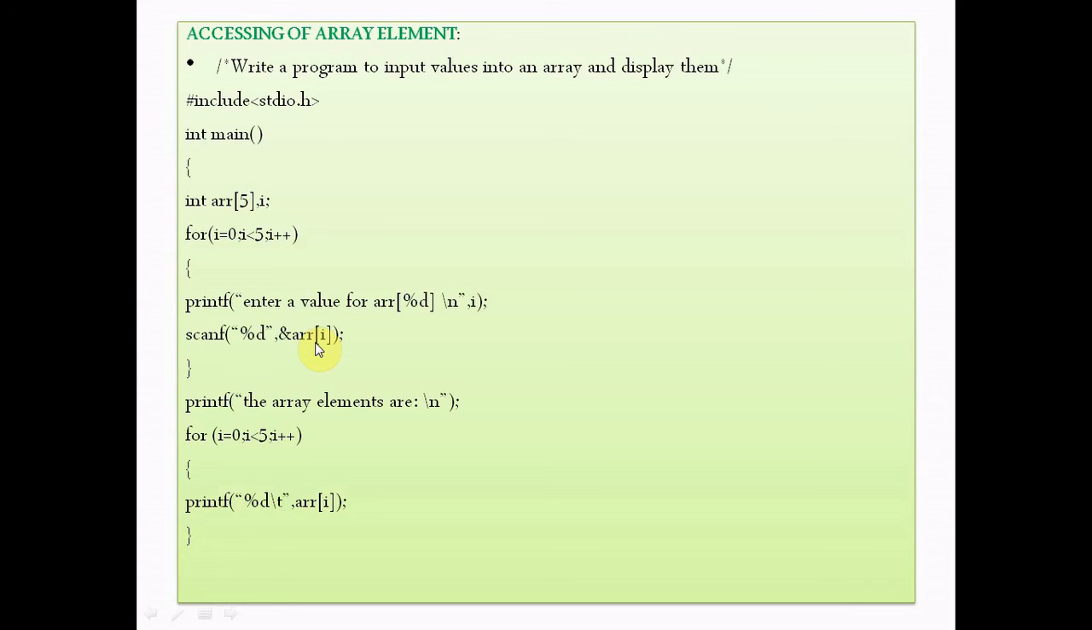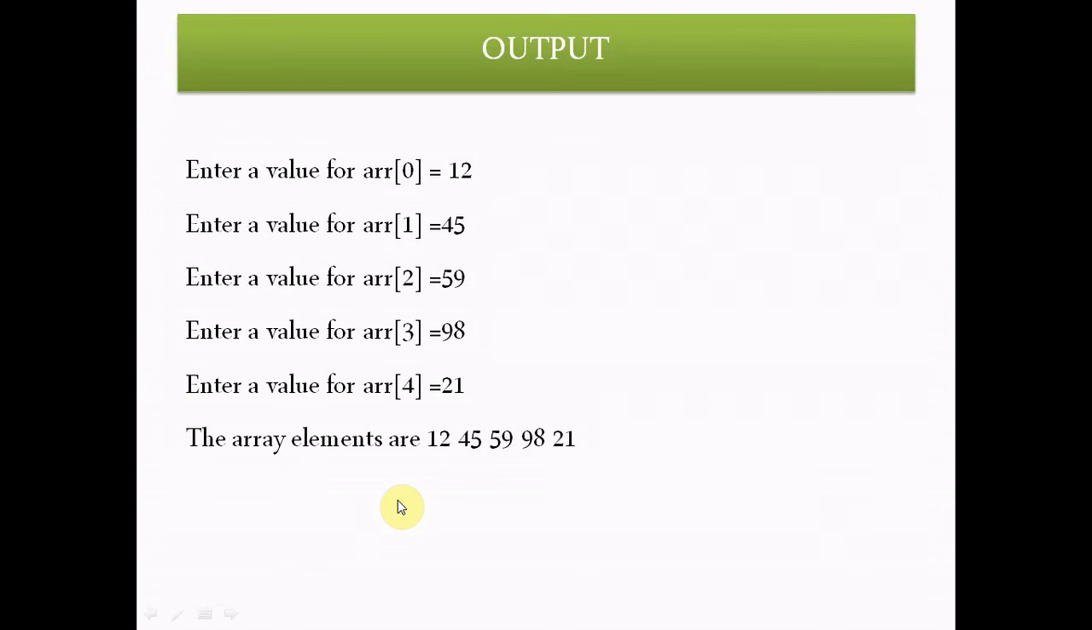After taking the values of the array, now we print the array elements on the output screen. For that we have to write a for loop and write the array to show the output on the output screen. These are the outputs. In location 0, the array element is 12. In location 1, the array element is 45. Likewise, these are the elements.